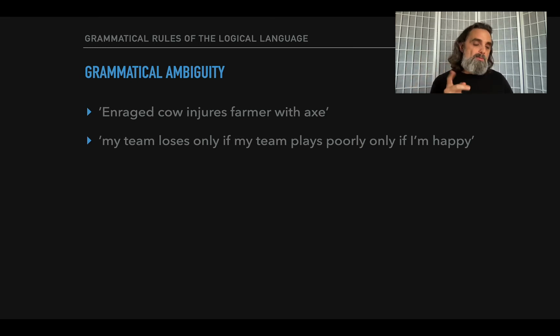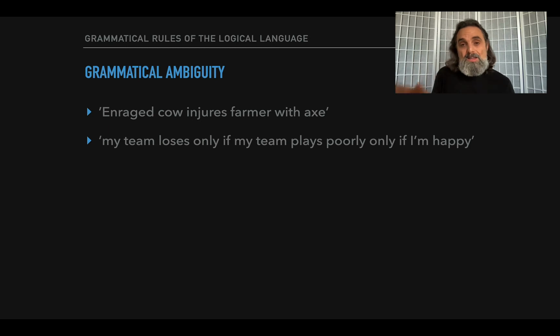So one way we might read this sentence is there's a farmer and they have an axe, and this farmer with an axe was injured by the enraged cow. That's what it says. But it could be read differently. It could say, no, the farmer was injured by the enraged cow. And how? Well, the enraged cow used an axe to injure the farmer.